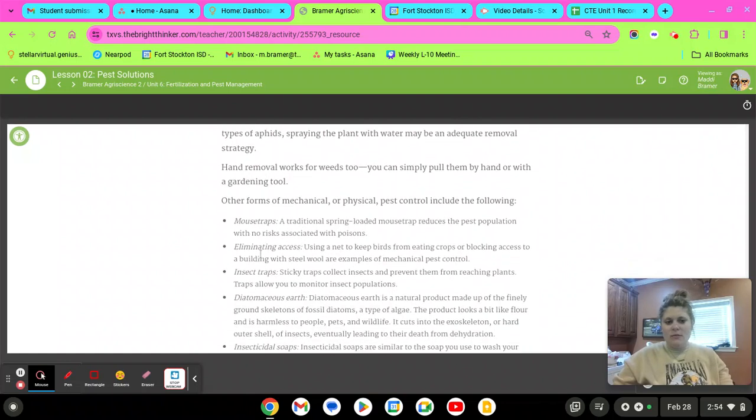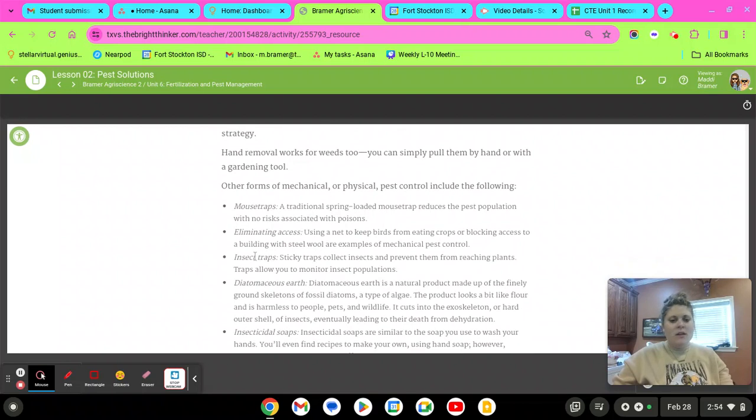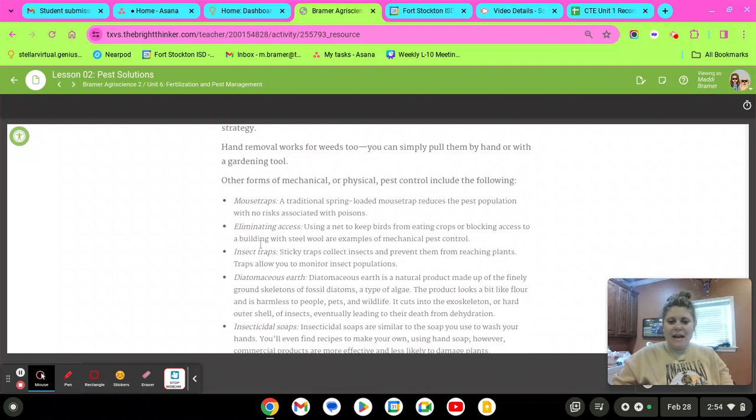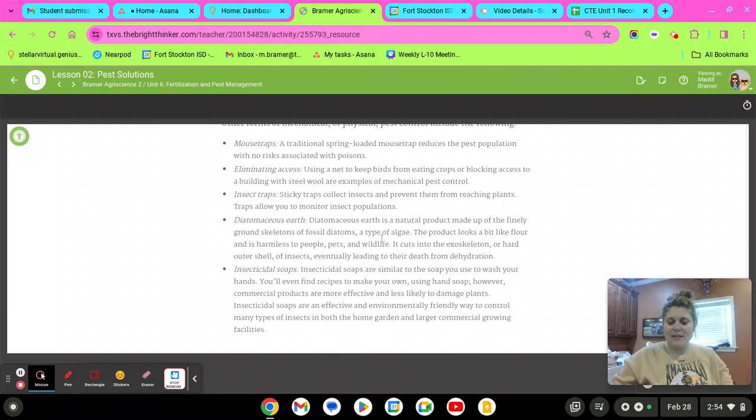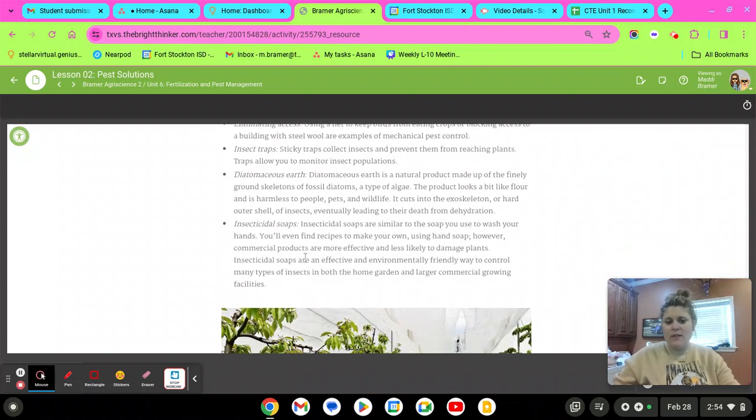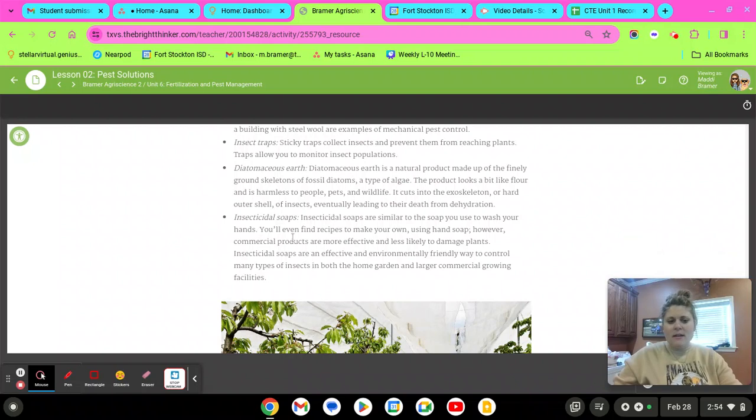Here are some other forms of mechanical: mouse traps to get rid of those pests, eliminating access, so using a net or fence, diatomaceous earth. So that's a natural product made of finely ground skeletons of fossil diatoms, and it's just algae, and it looks like flour, and it's harmless to people, pets, and wildlife. It cuts into the exoskeleton, or hard outer shell, of insects, and it leads to their death. So it's a great thing to put out. We always have it on hand.